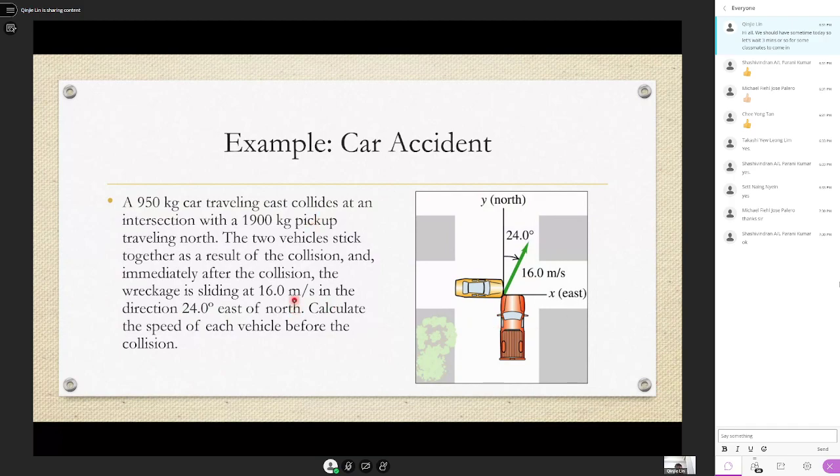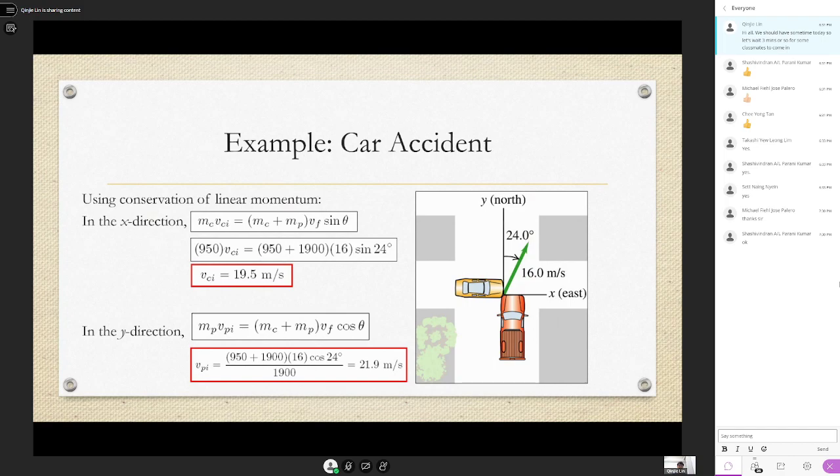So basically, whatever is described here is illustrated here. One is traveling to the right, one traveling up, and they crash and stick together, and then both move in this direction. Calculate the speed of each vehicle before the collision. So this is a 2D collision, right? As you can see, you have left and right, you also have up and down. So it's a 2D collision.